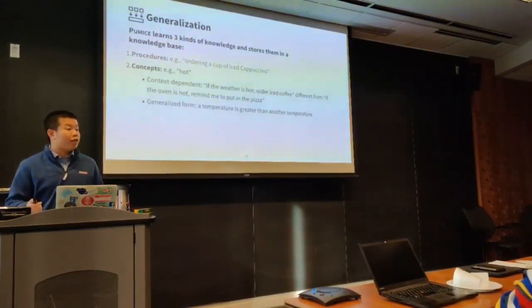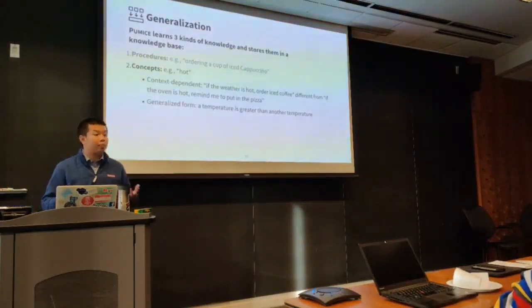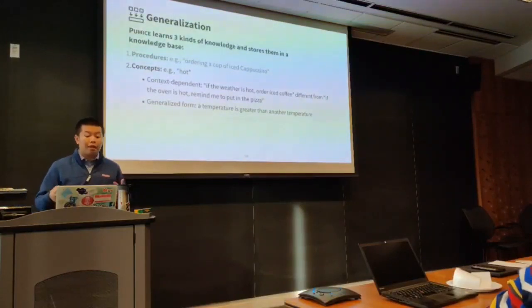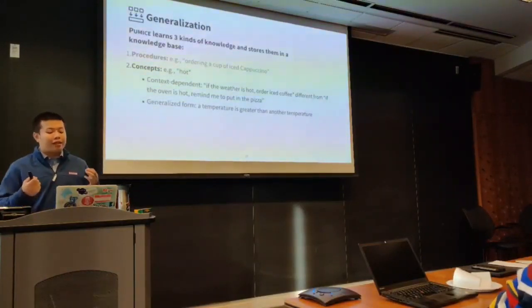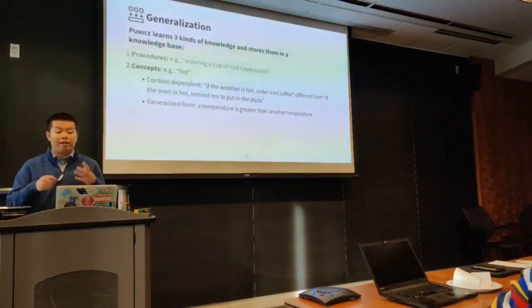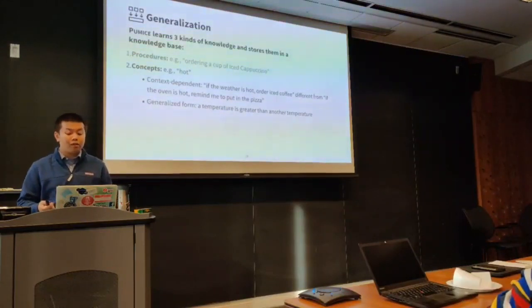And the second type is concepts. In Pumice, concepts are context dependent. For example, the concept hot in "if the weather is hot, order iced coffee" can have very different meanings from "if the oven is hot, turn the oven down." In Pumice, it generalizes this concept hot to a temperature is greater than another temperature, and then associates the actual implementations to the specific task, like ordering coffee.